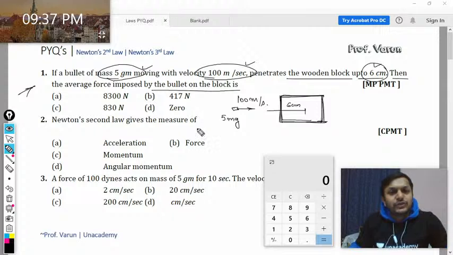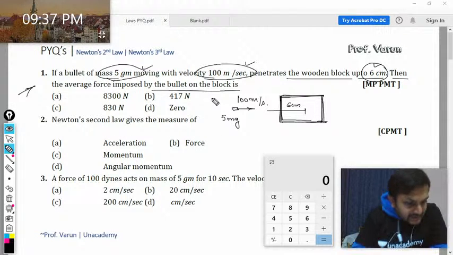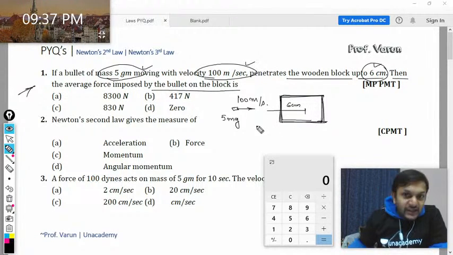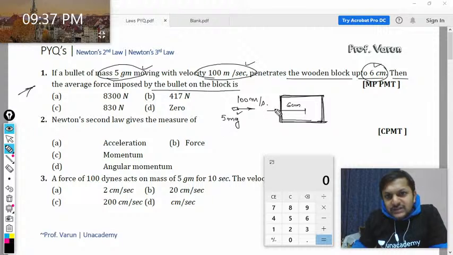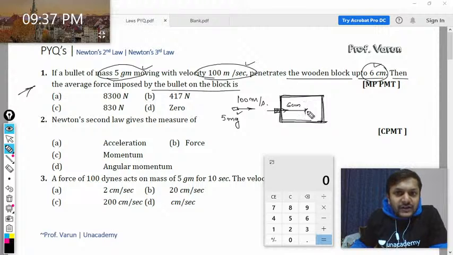Then the average force imposed by the bullet on the block is... So my dear students, any guesses here? What can we do regarding this question? Well, I will tell you that the speed of the bullet is 100 meters per second at the time when it is entering the block, and after traveling a distance of 6 centimeters, it stops.